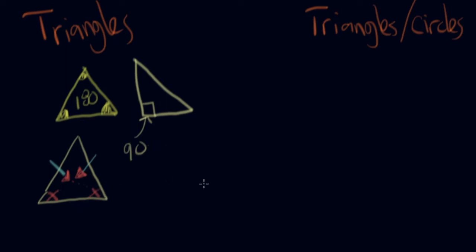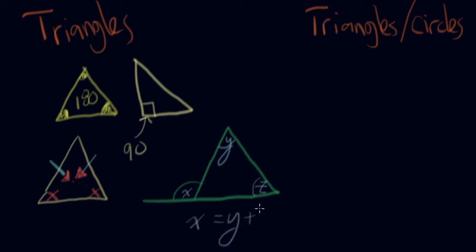And what other kind of fun things do you guys need to know? Oh, this one's always a fun one. Hopefully your teacher has shown you this little law here: the outside angle, and we'll call that X, is equal to the sum of the two opposite interior angles. We'll call those Y and Z. So we can say X is equal to Y plus Z.